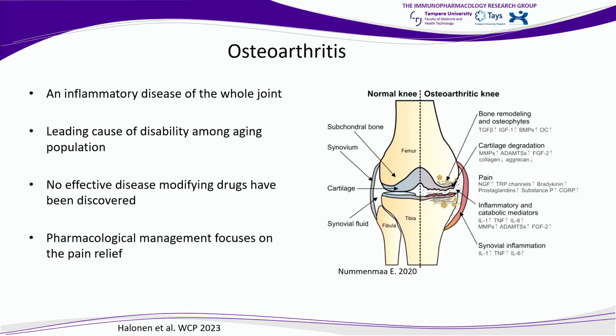Another subject of this study was osteoarthritis, which is historically understood to be a mechanical wear and tear disease, but nowadays we know that it is a chronic inflammatory disease that is affecting the whole joint. It is a leading cause of disability among the aging population, and there are still no effective disease-modifying drugs discovered. So we don't really have any medication to properly slow down the progression of osteoarthritis or to reverse it. The pharmacological management of osteoarthritis focuses mainly on pain relief.